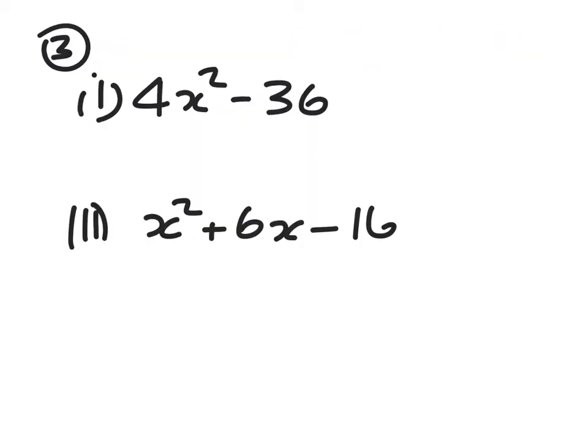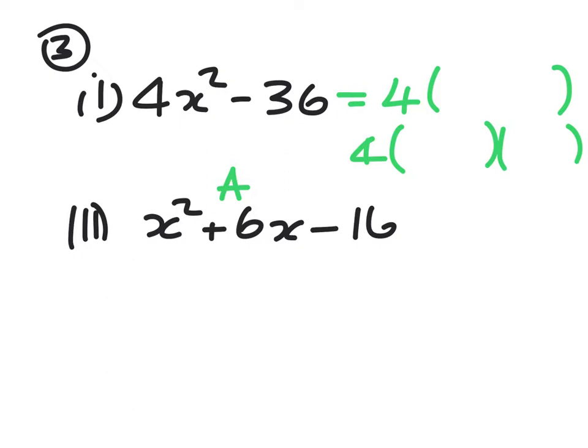Question 3, factorising. All you need to remember for the first question is we're going to take a common factor first of all. Once we've taken the common factor, you can then put it into a pair of brackets. For the middle part, we're looking for numbers that add to 6 and multiply to negative 16. So think of all the numbers you can times to get 16. How can you use those numbers to generate 6?